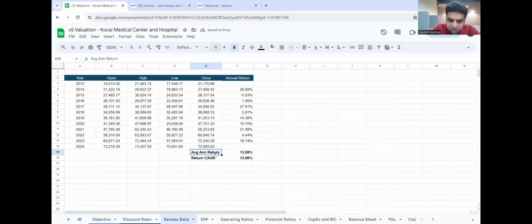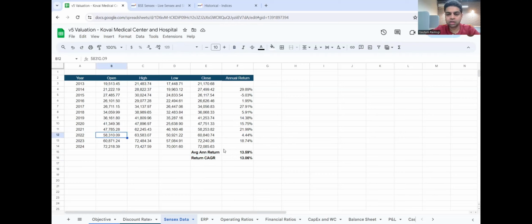Okay. If you take, say, average annual return, okay, then even for your dividends, you got to take the average annual dividend yield. But if you decide to take CAGR for your Sensex return, okay, then even for dividends, you have to take the compounded annual growth rate. Okay, so just please remember that.